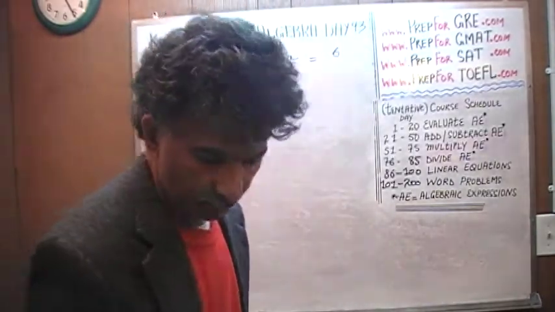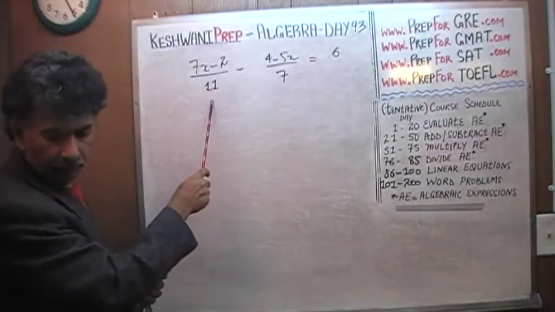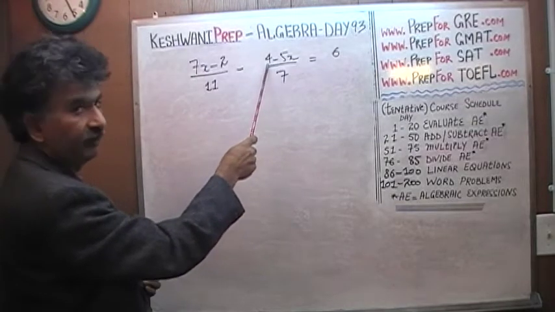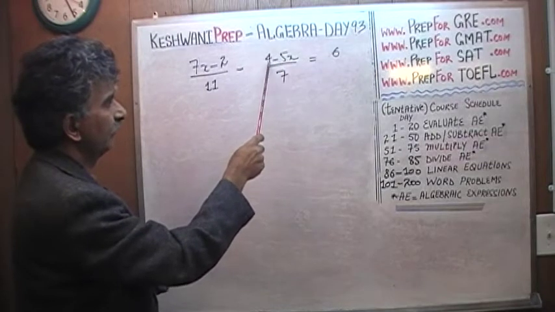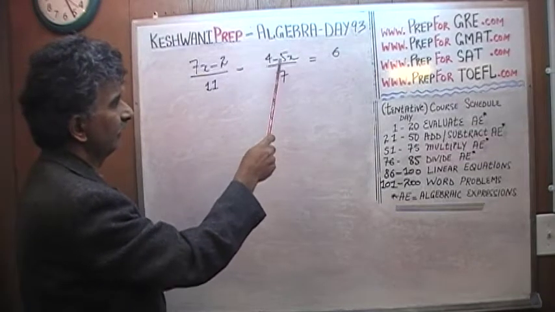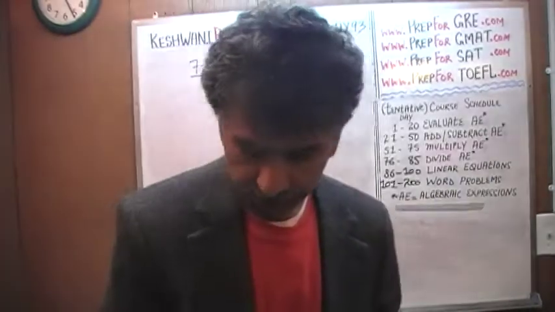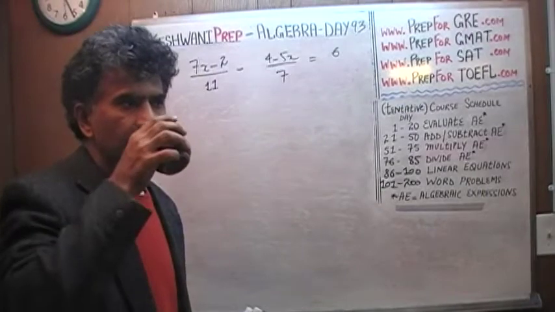Okay? Again, one more time, I'm going to read that to you. 7x minus 2 over 11 minus 4 minus 5x. It is not 4x minus 5. It is not a misprint. It's not 4x minus 5. It is 4 minus 5x over 7 equals 6, we are told. And we have to solve it. Pause the video, solve it yourself, and then resume it.